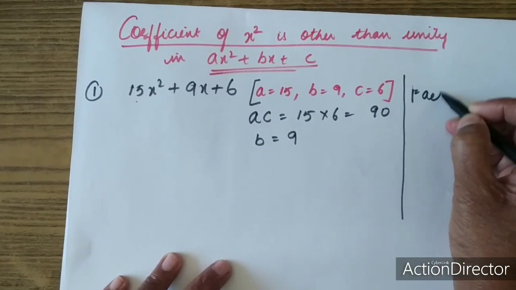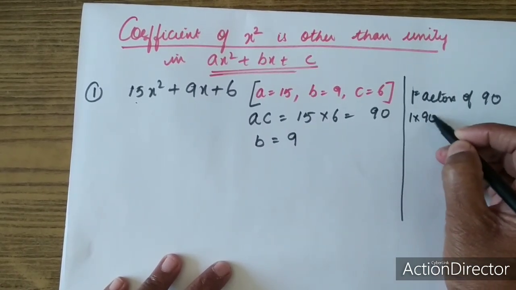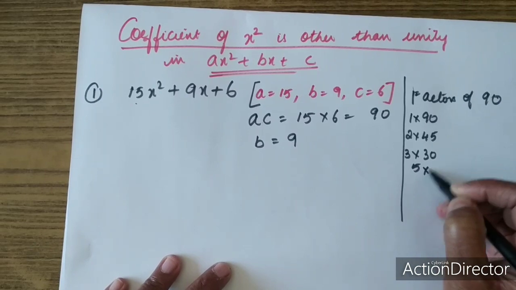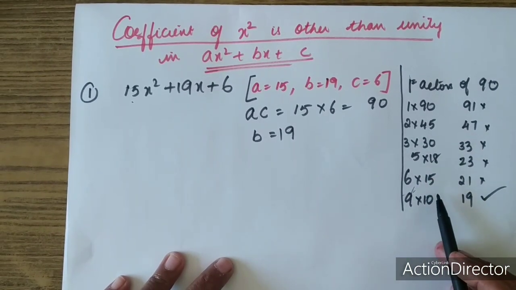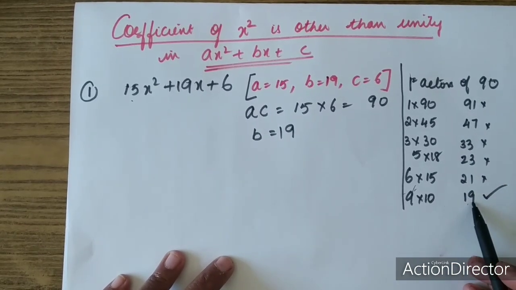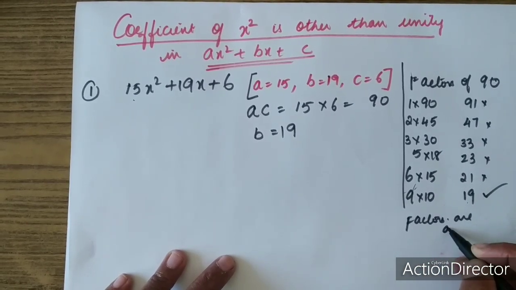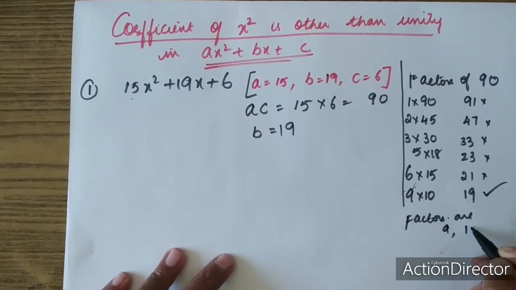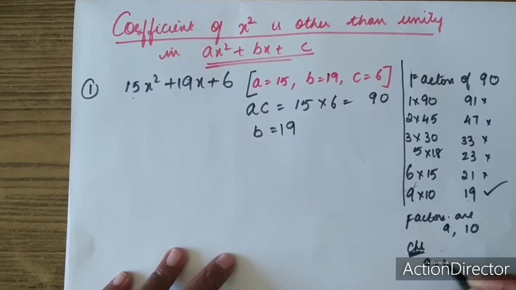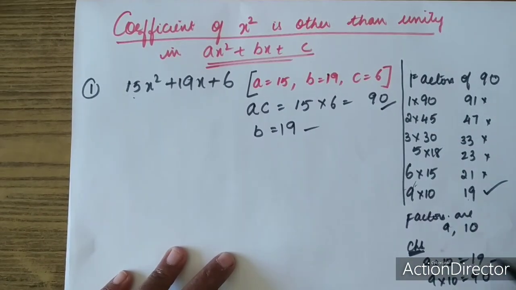Write the factors of 90. So it is 1 into 90, 2 into 45, 3 into 30, 5 into 18. All the factors of 90 are written, and while adding I am seeing 91, 47, 33, 23, 21, and here I am getting 19. So the two factors chosen are 9 and 10. Let us check. 9 plus 10 is equal to 19, and 9 into 10 is equal to 90. So both the answers are right over here.